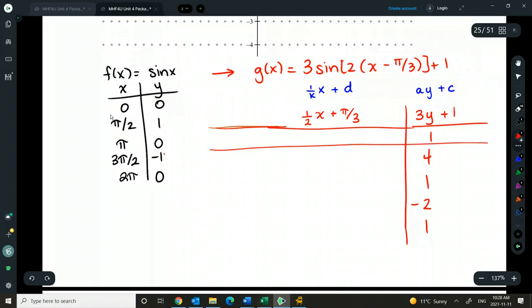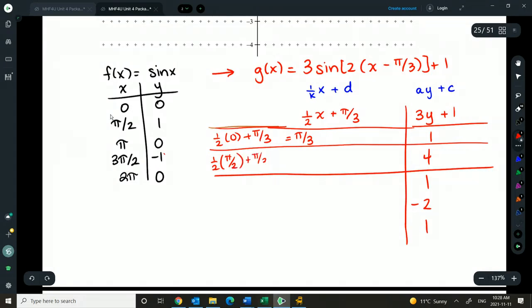So plugging in each of these x's in for x here. 0 times 1/2 plus pi over 3. That's just 0 plus pi over 3. That gives us pi over 3. 1/2 times pi over 2. So plugging in this one now. Plus pi over 3. I get pi over 4 plus pi over 3.